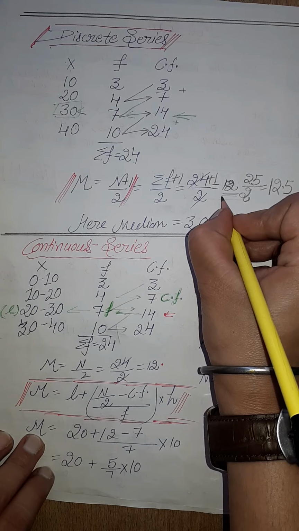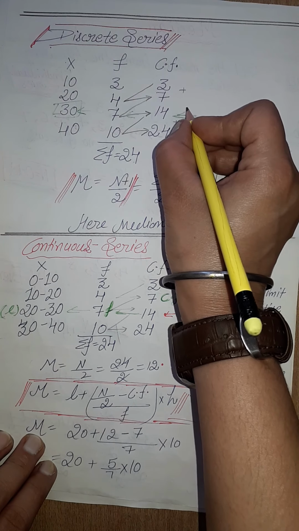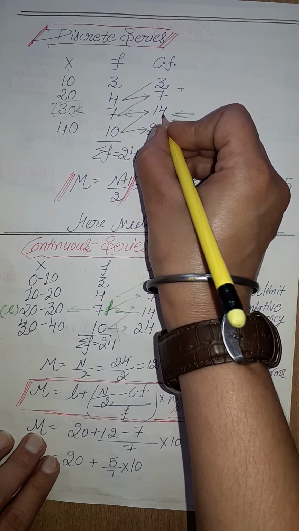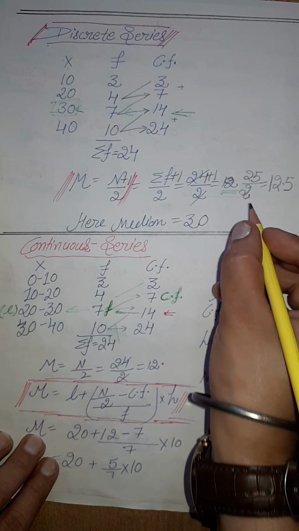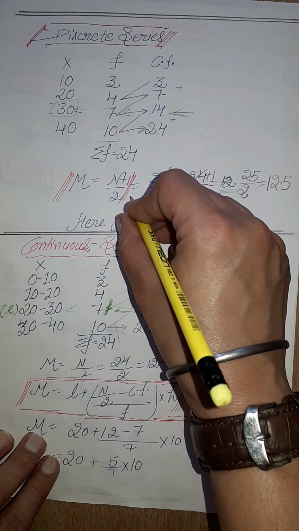about 12. Now you can see the value in this column, and 12.5 lies in 14, and before that you get your answer 30. So the answer is 30. You can use both these formulas.